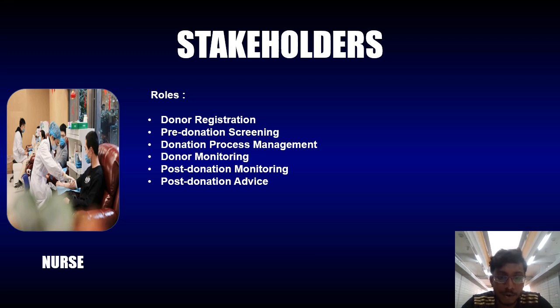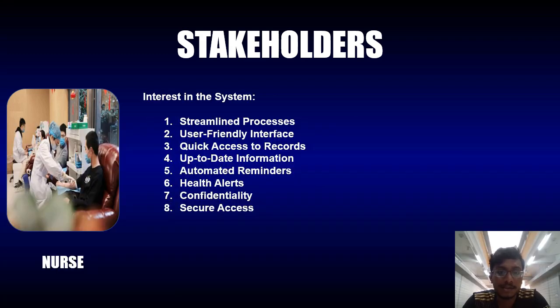Next is post-donation monitoring. After donation, the nurse will provide care and monitor donors for any adverse reaction. Post-donation advice: the nurse will give advice on post-donation care, including hydration and activities restricted to the donor. Next, the interest in the system for the stakeholder nurse.